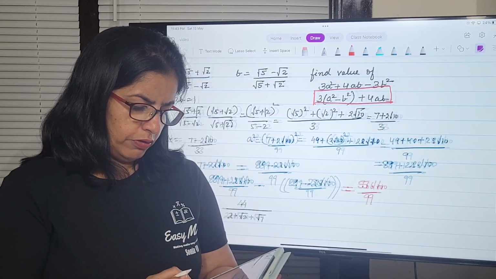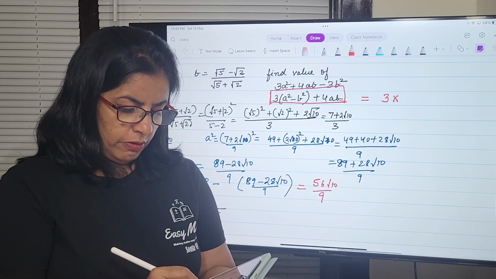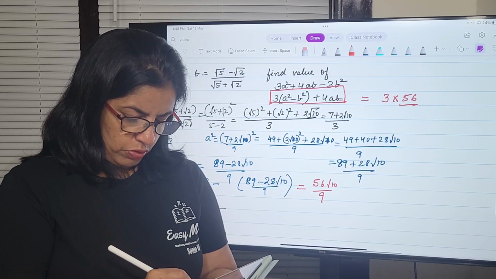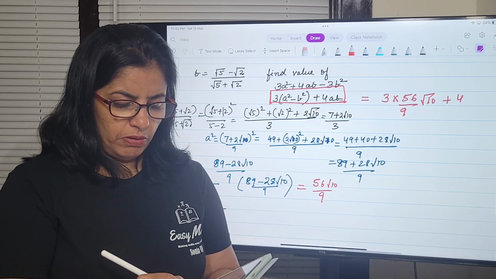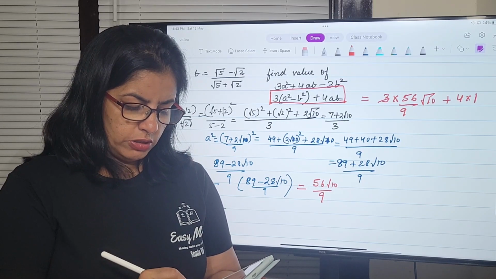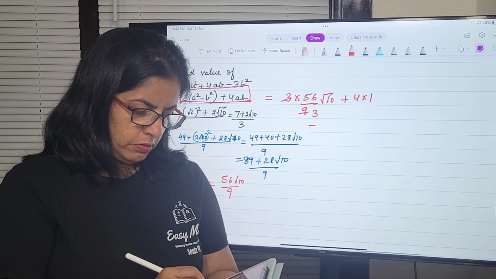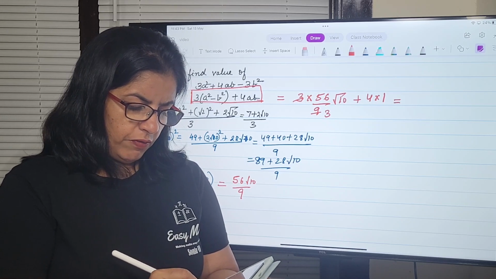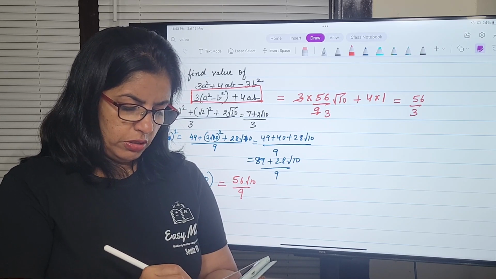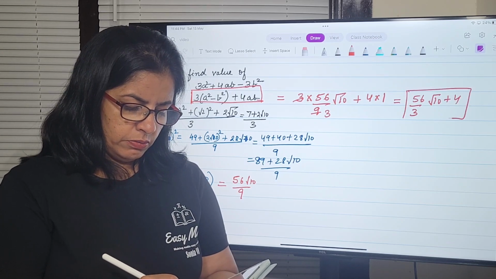Let me solve it here only for you. So here you will get 3 into 56 upon 9 root 10 plus 4. AB we know is 1. We solve this out by 3 and you get the final answer as 56 upon 3 root 10 plus 4. This is your final answer.